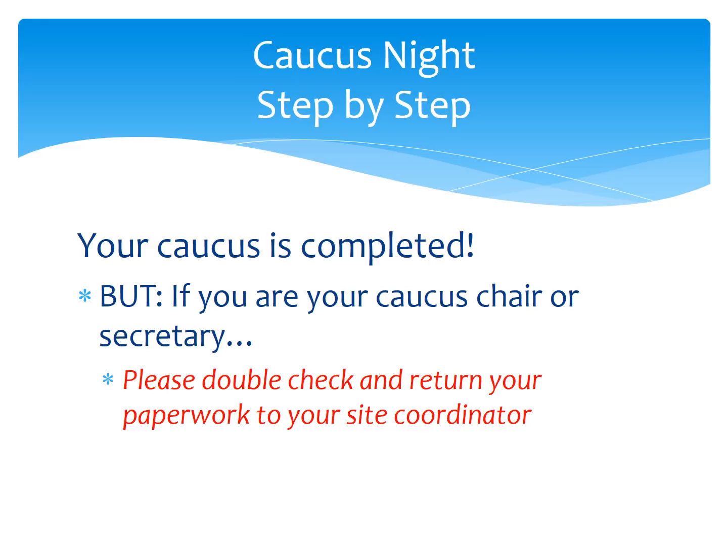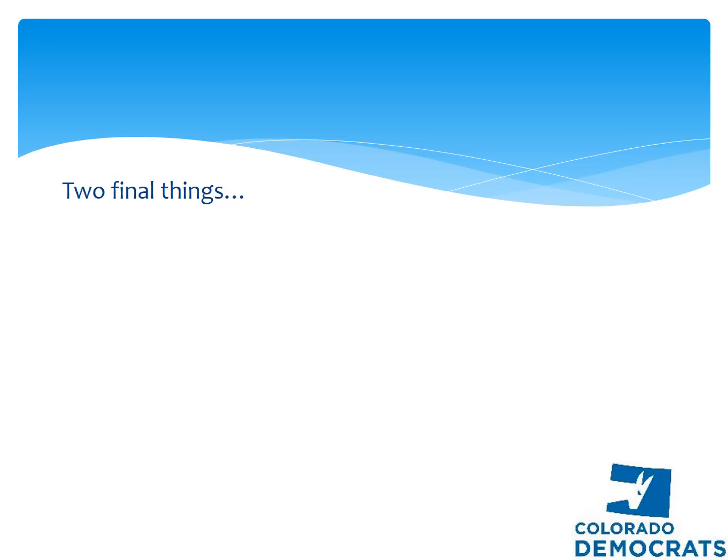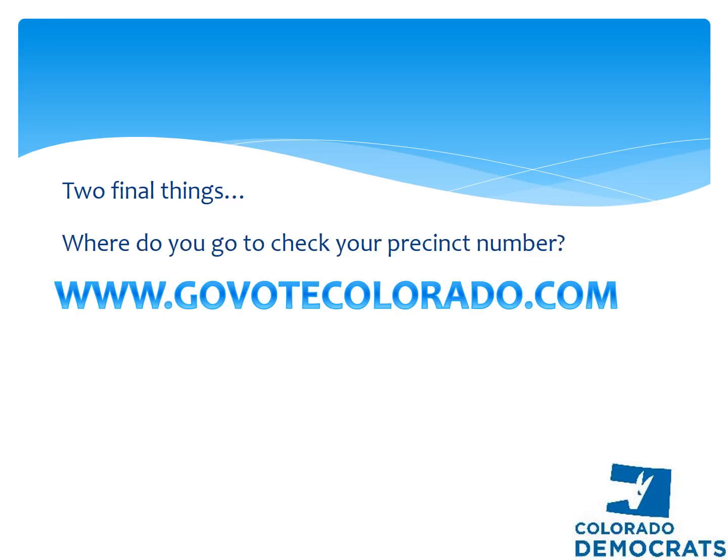Congratulations, your caucus is now complete. However, if you are the chair or the secretary, please double check and return your paperwork to the site coordinator. 2 final things. First, where do you check your precinct number? GoVoteColorado.com. Please check your precinct number before you arrive at caucus. You will thank me later.